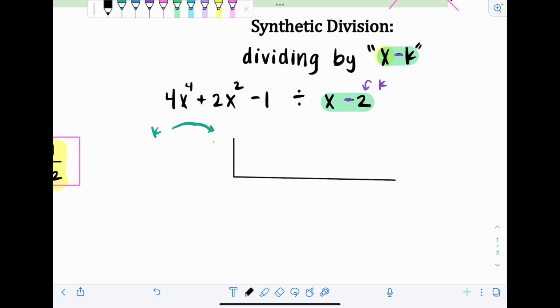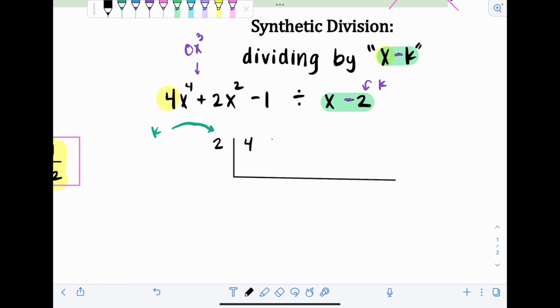So we put a 2 right here. And then the coefficients of what we're dividing into go inside the box across the top. And it's the same thing here. If you're missing powers of x, you have to include it. So like this is a 4, that's my first coefficient. And then I'm missing the x cubed, so it'd be 0x cubed.